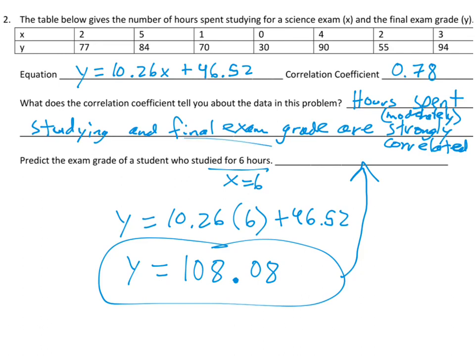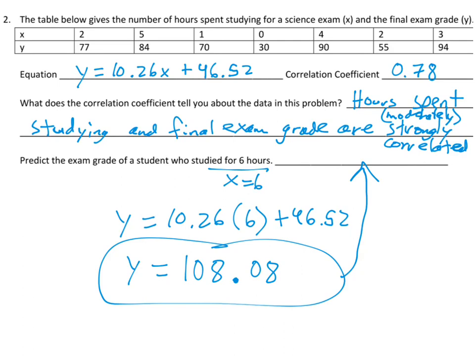Anyway, on this next part, predict the exam grade for someone who studied for 6 hours. X represents hours studied, and so this is going to be x equals 6. You're going to plug it in. You're left with a line of best fit up here, and compute, and you get 108.08, which you may have noticed is above 100%.